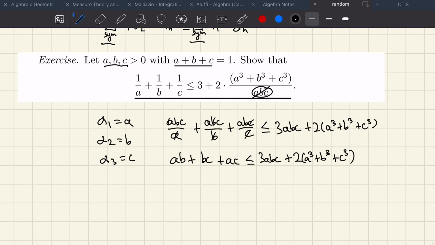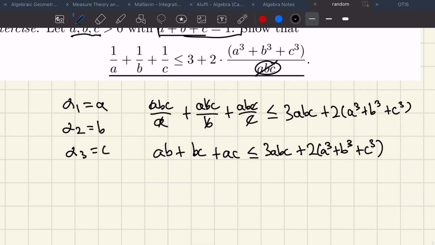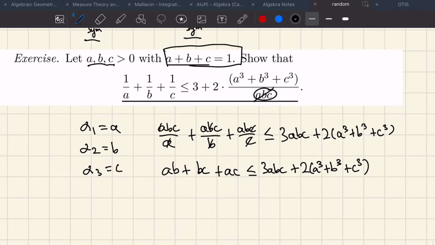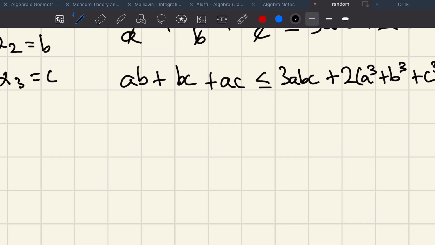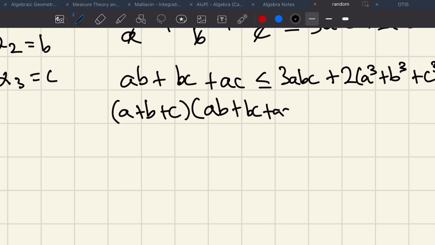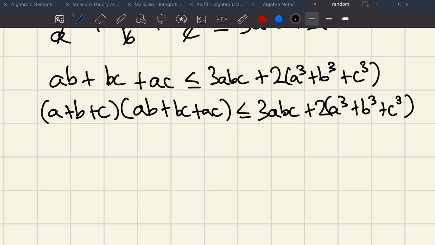So this is what we have so far. But then we realize that A plus B plus C is merely 1 by this assumption given here. So we realize multiplying by A plus B plus C will do nothing to the equation. And we want to multiply by A plus B plus C on this left side. A plus B plus C multiplied by AB plus BC plus AC should be less than or equal to 3ABC plus 2 times A cubed plus B cubed plus C cubed.